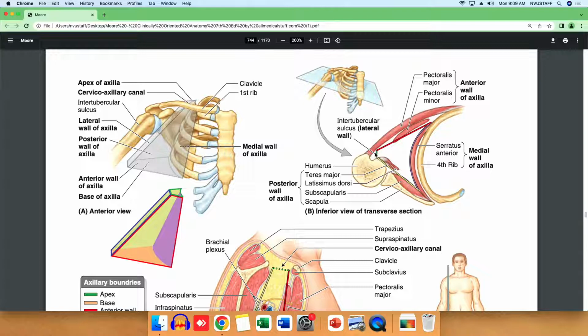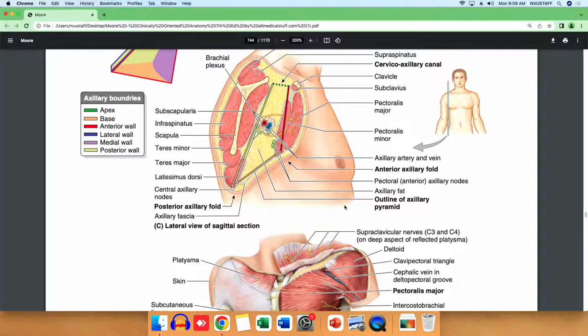And the last one, but not least, the lateral wall. Here you can find the lateral lip of the intertubercular sulcus, as well as the attachment of the pectoralis major to it, which will make the lateral-most boundary of the axilla. Now the question is, what is this structure? What is this region, correctly speaking?